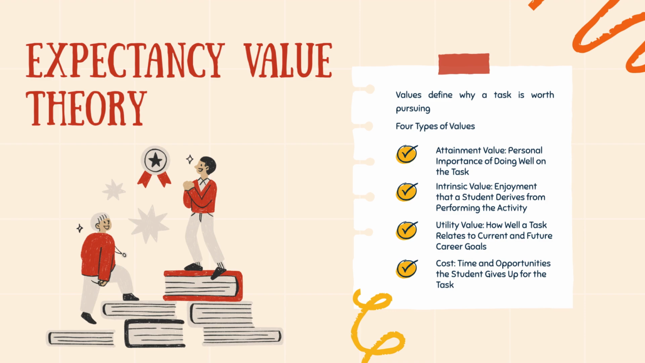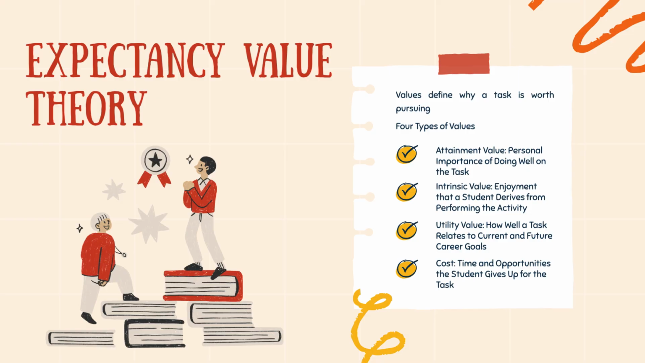Next, you have intrinsic values. These are enjoyment that a student derives from performing the activity. For example, if someone enjoys playing basketball, it makes them happy, they're probably going to spend more hours a day practicing.